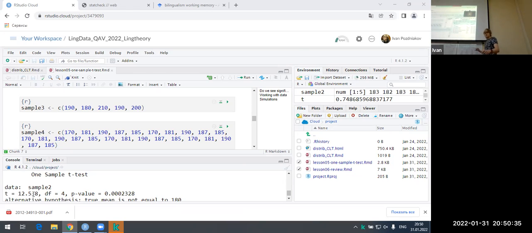What do you think will be 12 and something on this axis? It will be very far right. So it will be actually something like here.